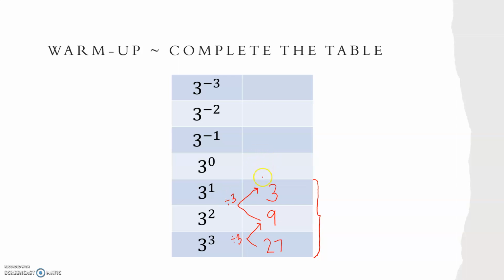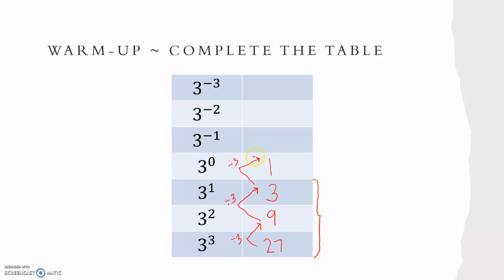And by that logic, the next step in the table, I would divide by 3 again, and 3 to the 0 power should be 1. In fact, anything to the 0 power will be 1, because we'll always divide by that number to get what it is to the 0 power. It doesn't feel like it should be true, but it is true that anything to the 0 power is 1.